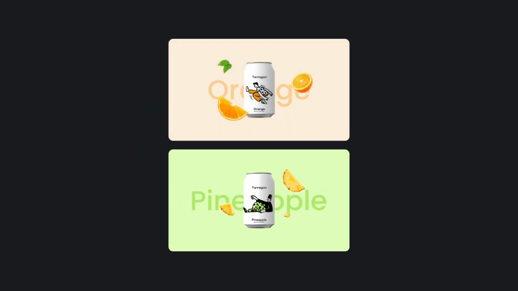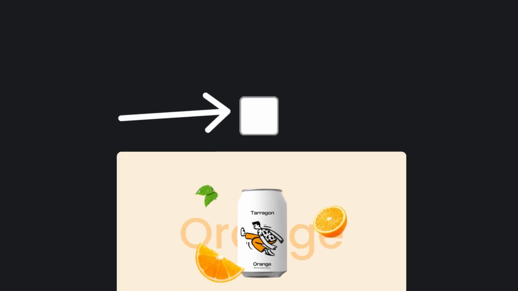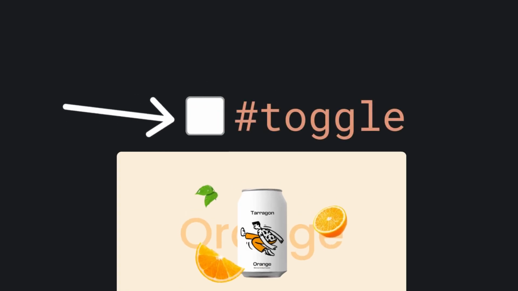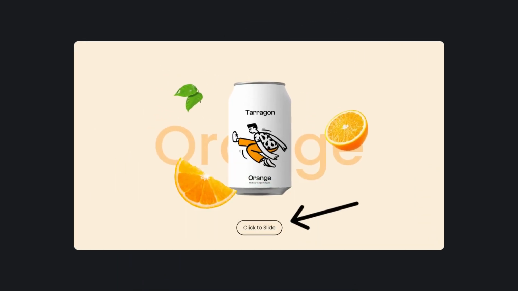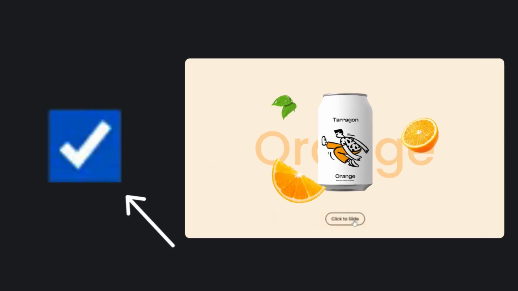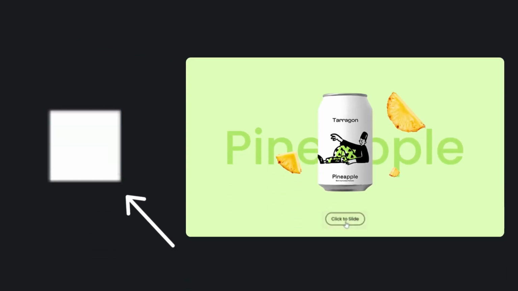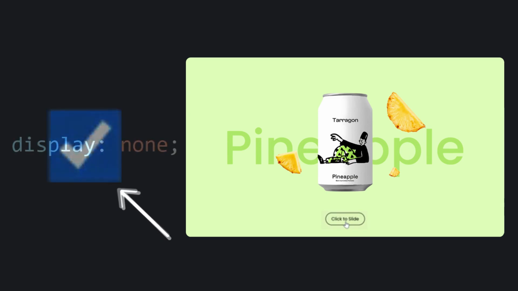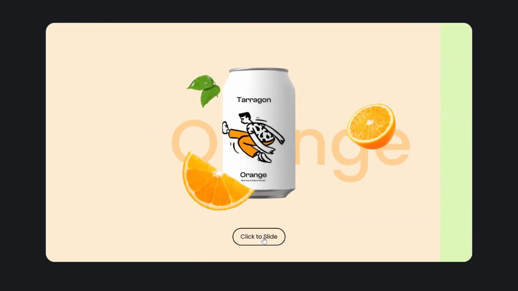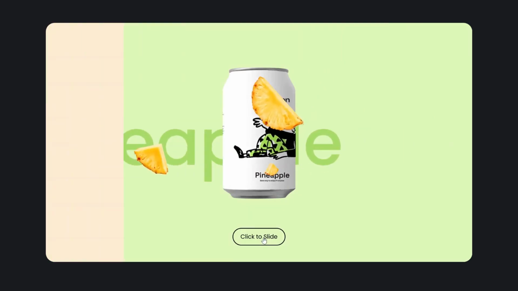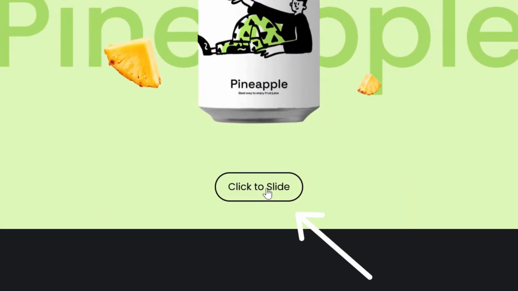For that, above both the layers add a checkbox with ID as toggle. By adding it above, we can target both the layers using the checkbox. Now add a label within the layer to check and uncheck the checkbox. Similarly with the second layer also, and finally hide the checkbox by setting its display to none. If you observe the original one, the animation happens when the checkbox is being checked.